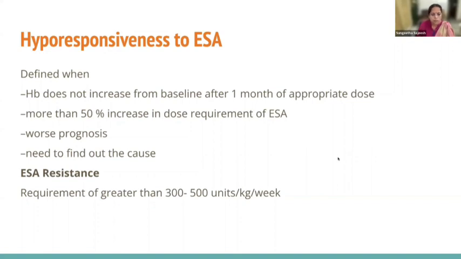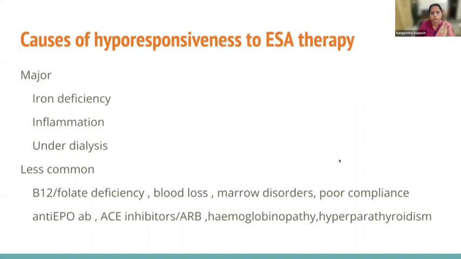So ESA resistance: when the requirement is greater than very high doses of erythropoietin stimulating agents, like 300 to 500 units per kg per week, then you have to consider it as ESA resistance. Then you have to think about erythropoietin stimulating agent resistance in such patients. So, causes of hyporesponsiveness to ESA therapy. It means that even if we give a higher optimum dose or with repeated escalations, the patient is not responding, anemia is not getting corrected, and the patient requires blood transfusions.